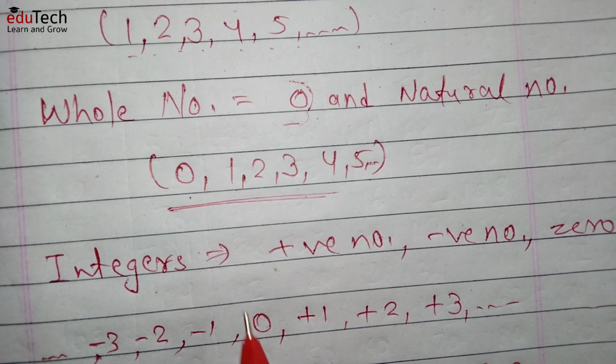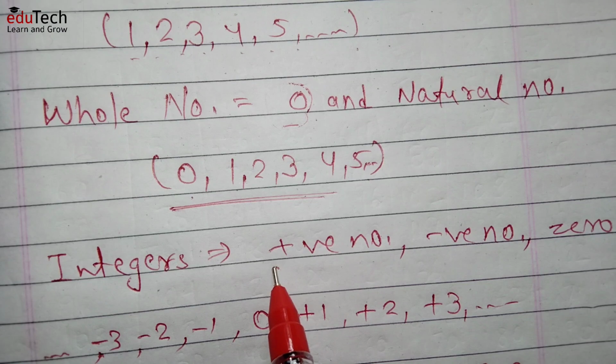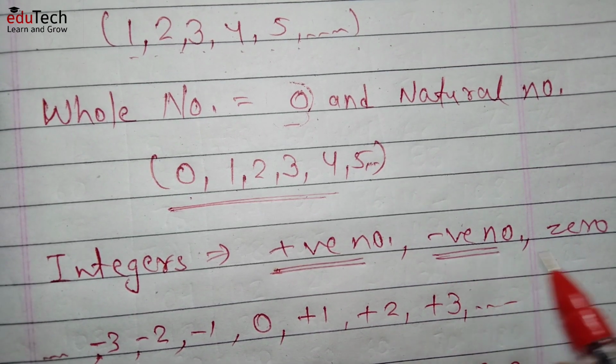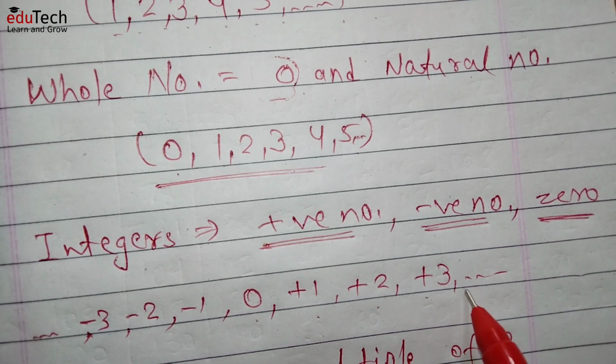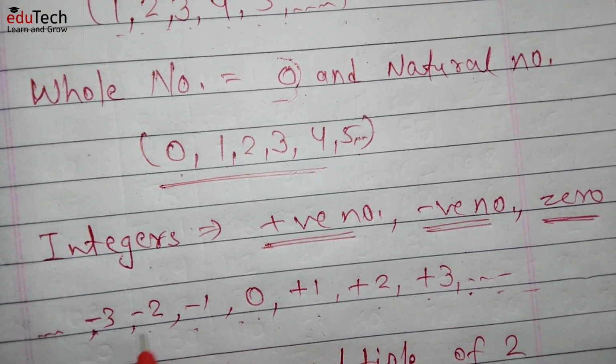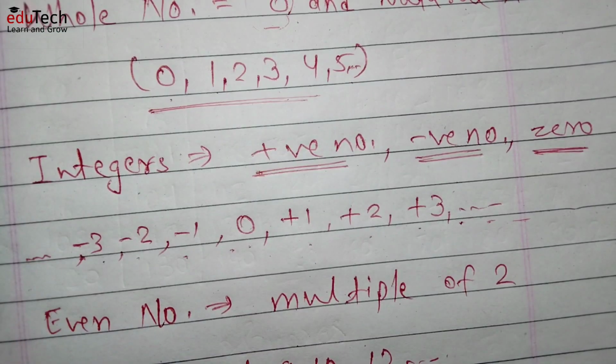Third one is integer. Integer means in which there are positive number also, negative number also, and 0, like 0, 1, 2, 3, and dot dot dot, and -1, -2, -3, and dot dot dot.